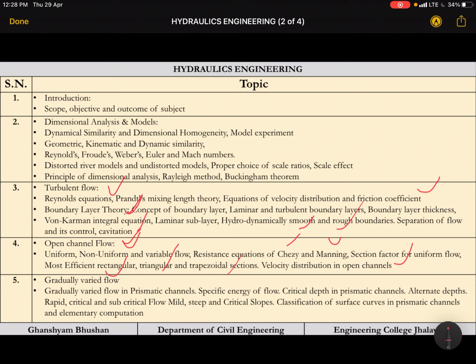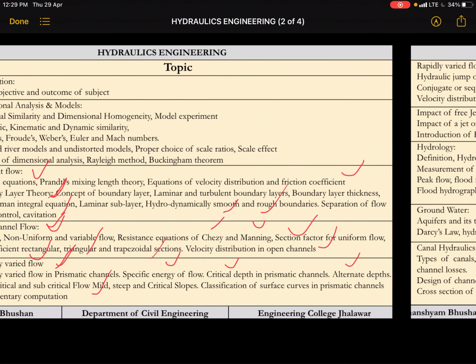After this, the extension of this is gradually varied flow. So first, in this we are going to see uniform and non-uniform. Now after that, we will be seeing the gradually varied flow. So in this, the depth will be changing gradually, not a sudden change, a gradual change will be there. And these are the various terms like specific energy, critical depth, alternate depth, critical flow, mild slope. So these things we are going to see in detail.